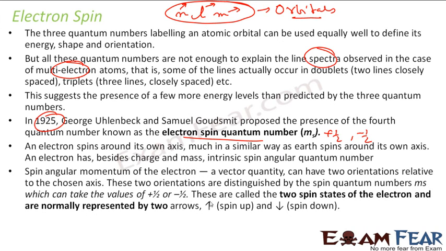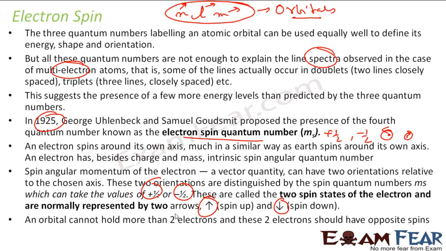So if you see, it's a plus up spin or down spin, and the values are +1/2 and -1/2, because electron spin, this electron, it spins also, right? It can be either clockwise or anti-clockwise. Only two options it has.